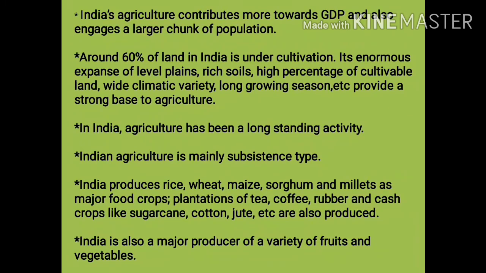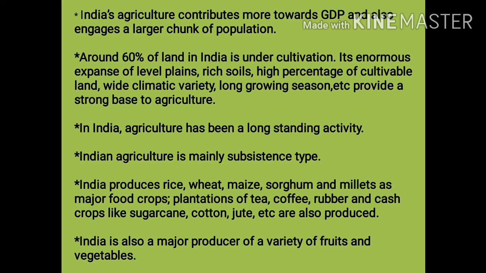Let us see the favorable factors which give a variety and a higher yield of cultivation in a nation. First thing is the enormous expanse of level plains. We have the plains in India like the northern plains and the coastal plains. This is an important factor which gives us a variety of crops and a higher yield of crops growing in a nation. Next thing is the rich soil and a high percentage of cultivable land. As we have discussed earlier, around 60% of land in India is under cultivation, and the soil on this land is quite rich, very fertile to give a variety of crops growing in our nation. And wide climatic variety.